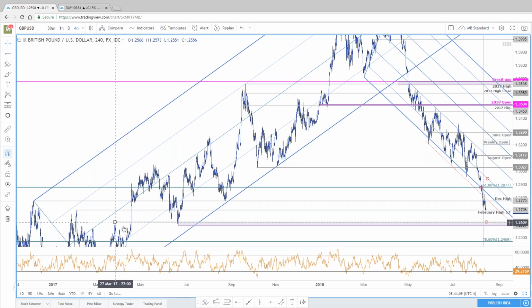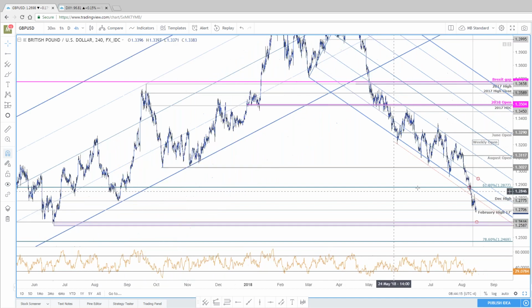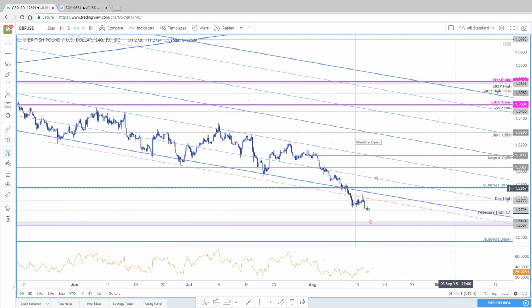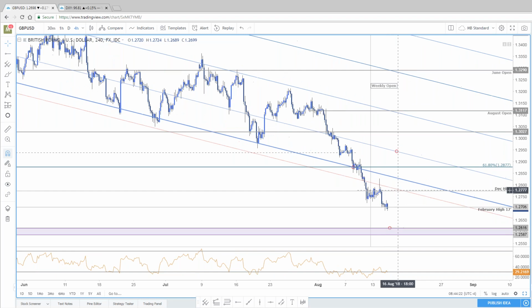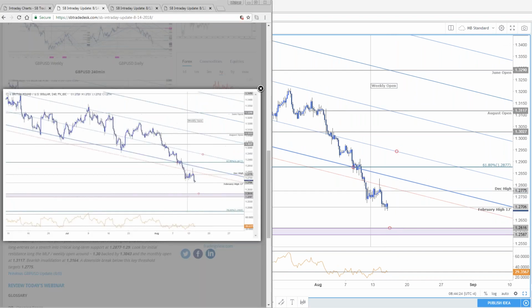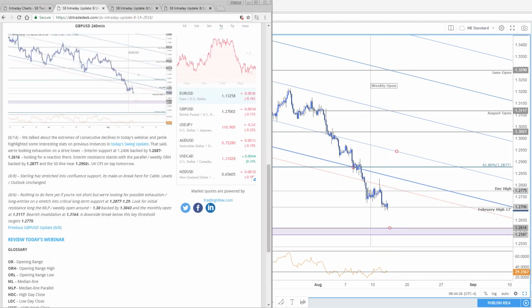Former swing highs from March, former swing lows from June. Nice pivot region in price. Questions on pound? No change to any of the levels that we highlighted in last night's update.